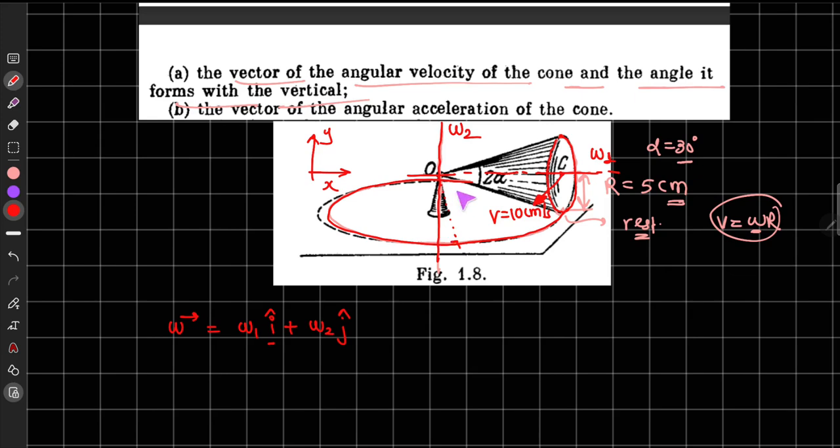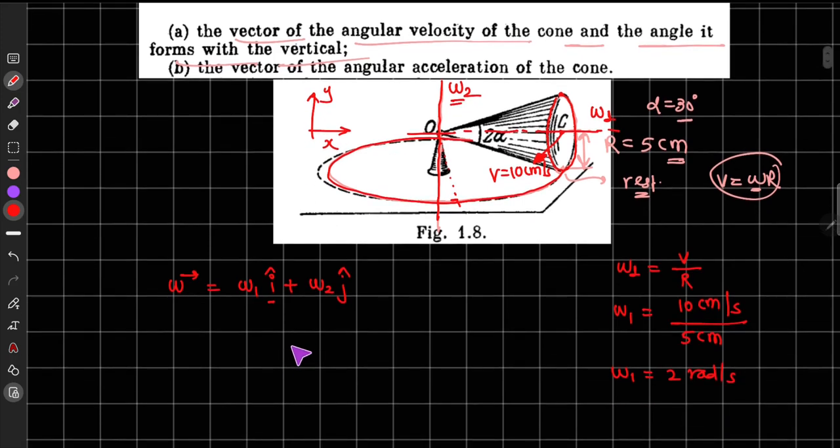And omega 2, in both magnitude as well as direction, is constant because it is always towards the y-axis. Now let us first find the angular velocity omega 1, which we can write as velocity divided by the radius of this base, as this point is rotating in this circle. So we get omega 1 equal to velocity, which is given as 10 centimeter per second, divided by 5 centimeter. So from here we get omega 1 equal to 2 radian per second.